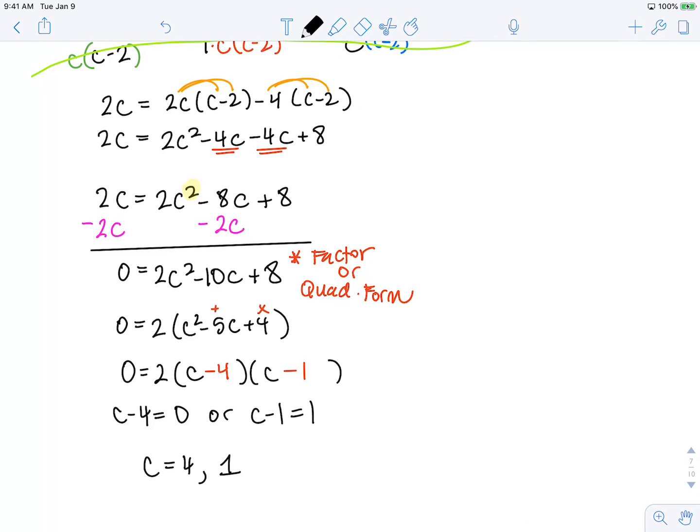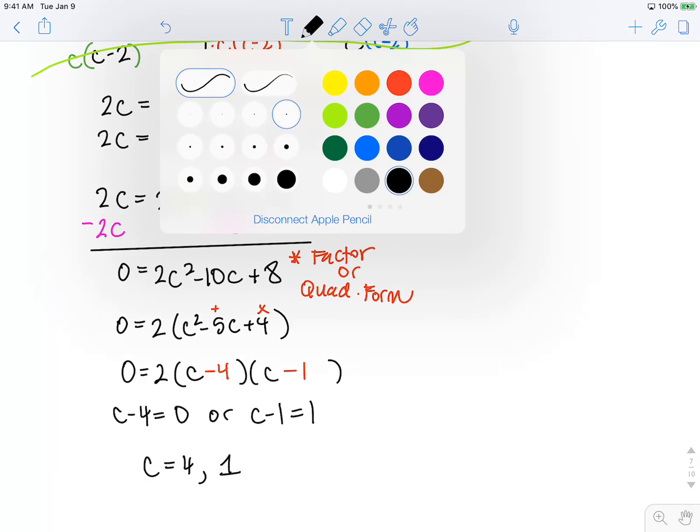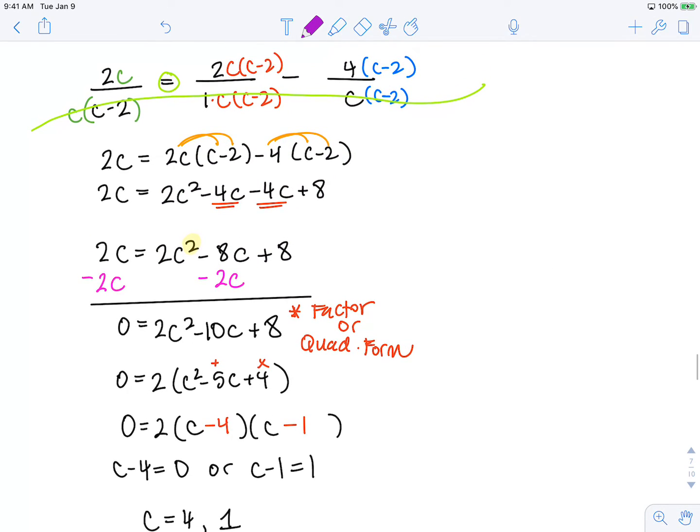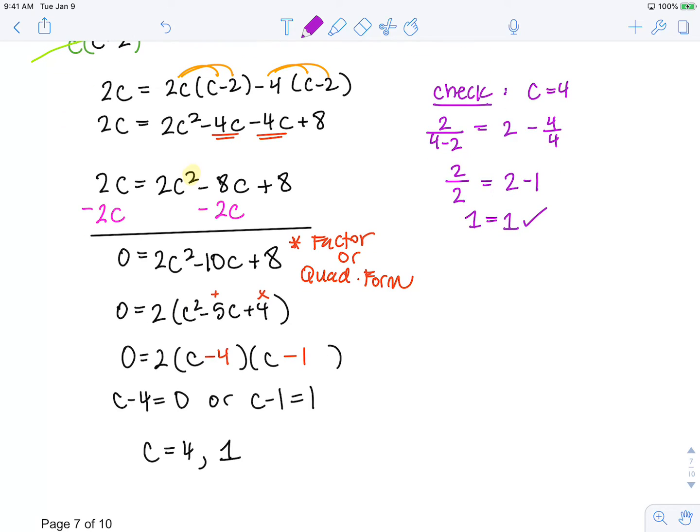Now before we confirm that these are correct answers, we need to check. And the problem does tell us to do that. So let's check when c equals 4, you have 2 over 4 minus 2 equals 2 minus 4 over 4. So I'm just plugging in c equals 4. So that's 2 over 2 equals 2 minus 1, or 1 equals 1, which is true. So c equals 4 is a solution.